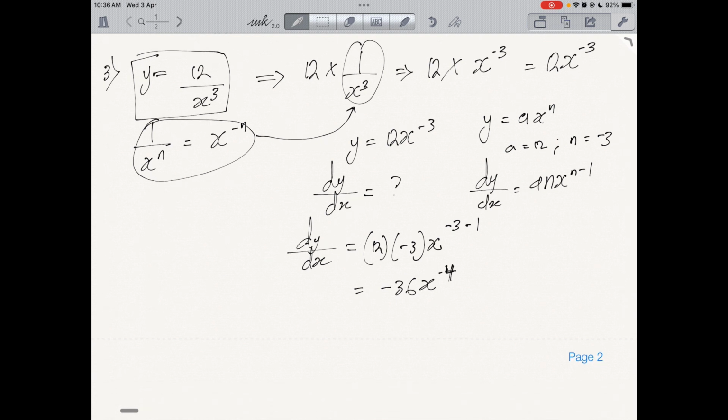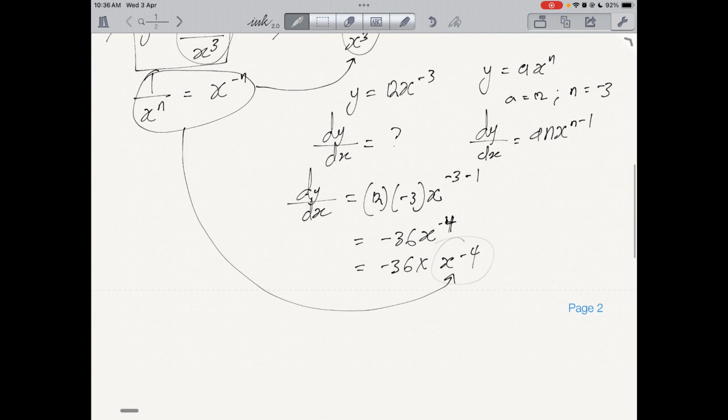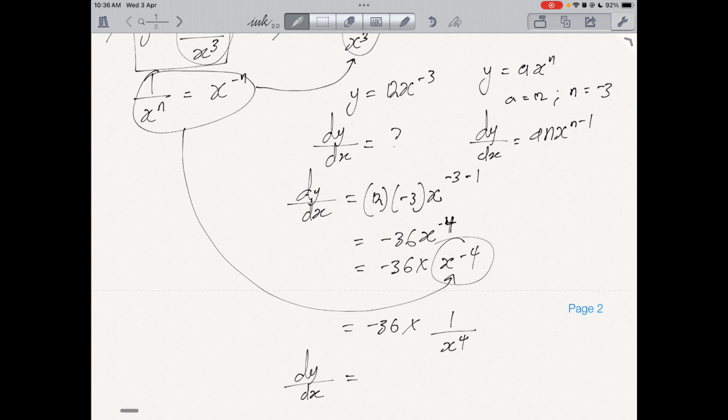Now, you might want to rewrite it back in the format of 12 divided by x^3. Now we have this as -36 multiplied by x^(-4). If you reverse this principle and apply it to x^(-4), this will give us -36 multiplied by 1 over x^4. And our dy/dx, in conclusion, will give us -36 divided by x^4.